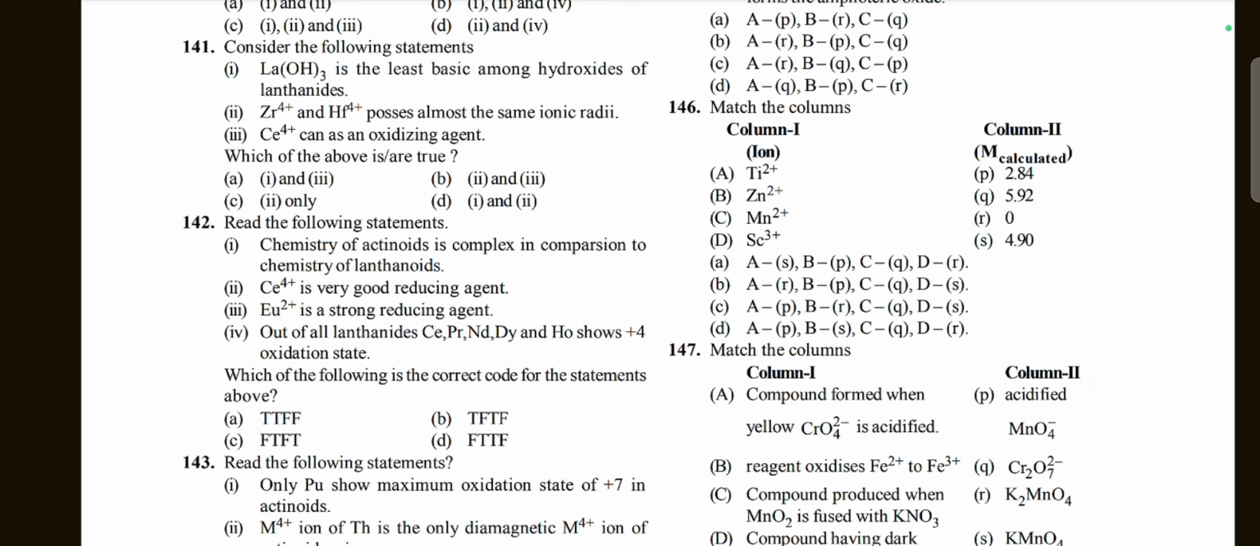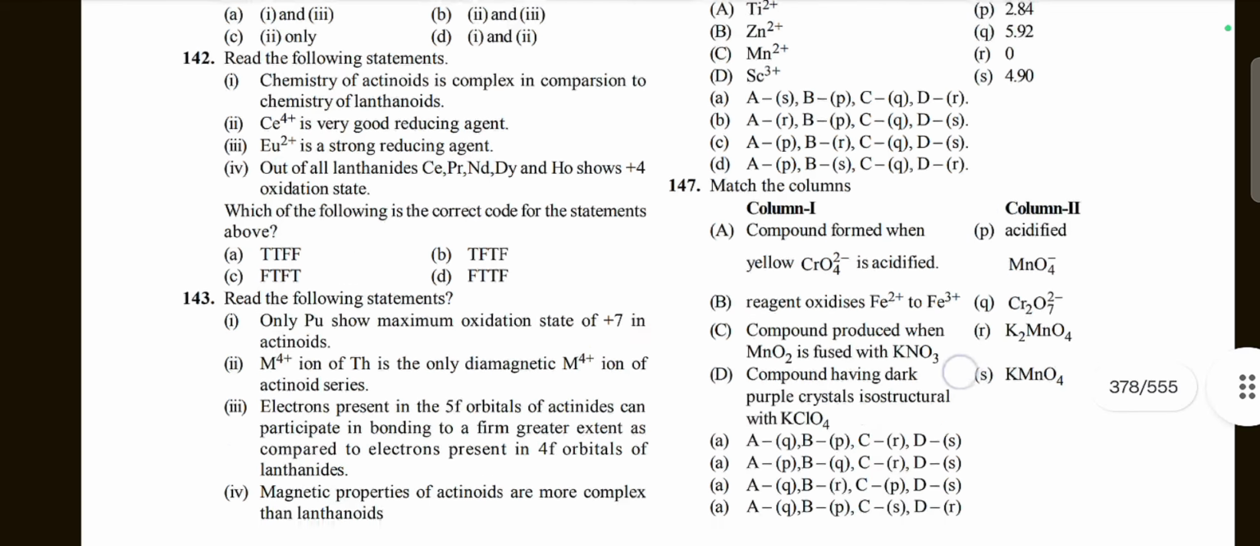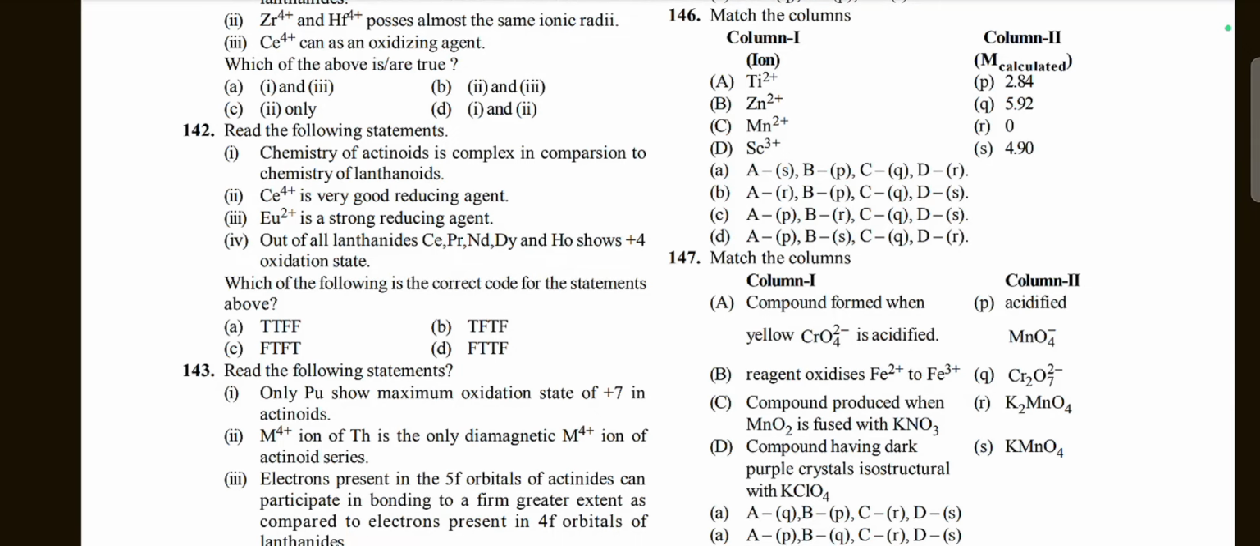146. Ti 2 plus, Zn 2 plus. Option A: Ti 2 plus will have 2.84 magnetic moment. Zn2 plus will have 0. Mn2 plus will have 5.95 because it has 5 unpaired electrons. And Sc3 plus will have 4.90 because it has 4 unpaired electrons. From here, option C will be the answer.